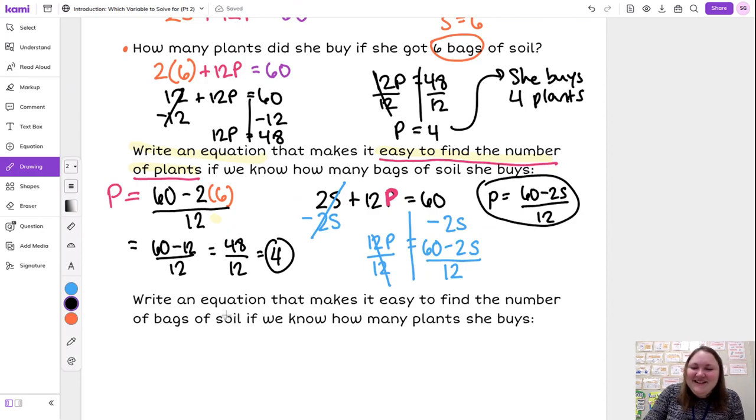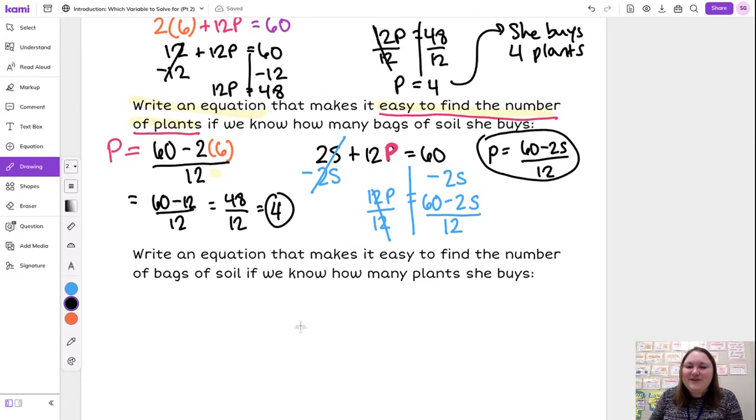This last question here at the bottom is very similar, but this time we want to write an equation that makes it easy to find the number of bags of soil. This one here is for you to try, so pause the video and see if you can write another equation. This time we want the equation to be solved for the bags of soil. So we want the equation to say s equals. Similar to what we did above, we just want to take our equation we already wrote, and this time we want to solve for s.